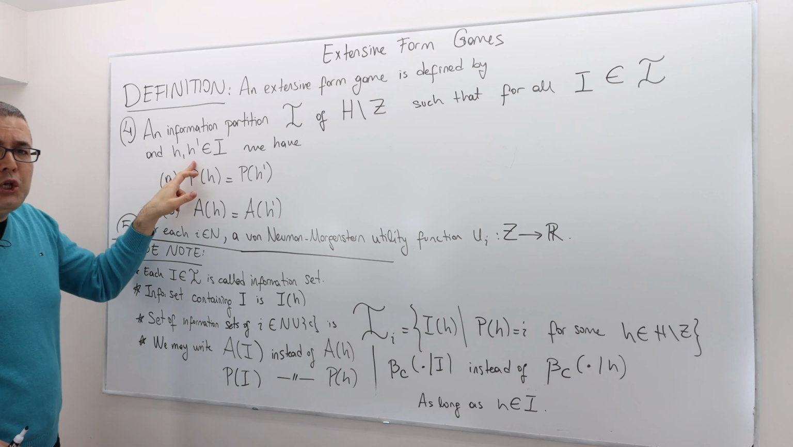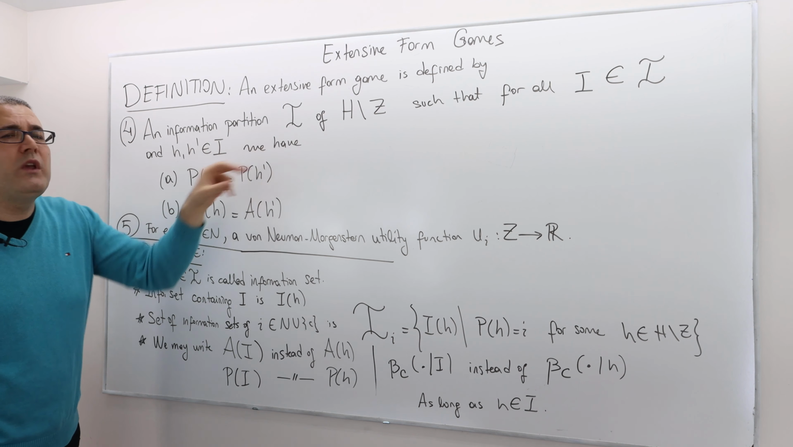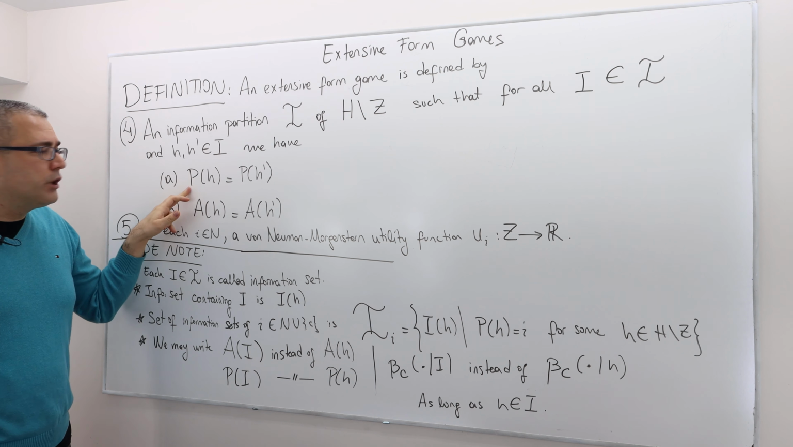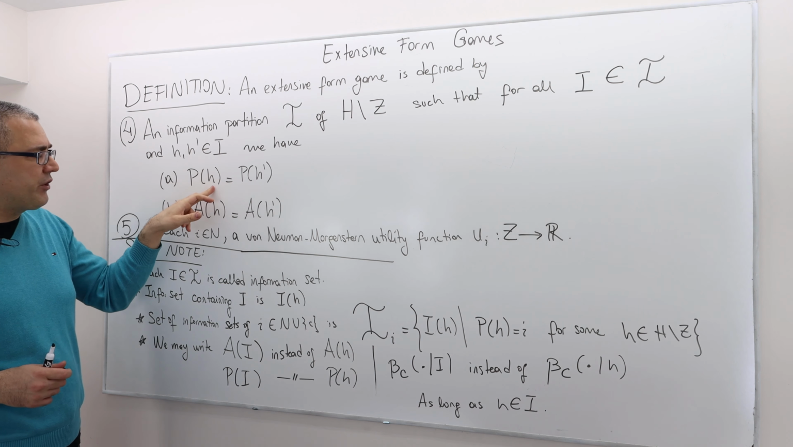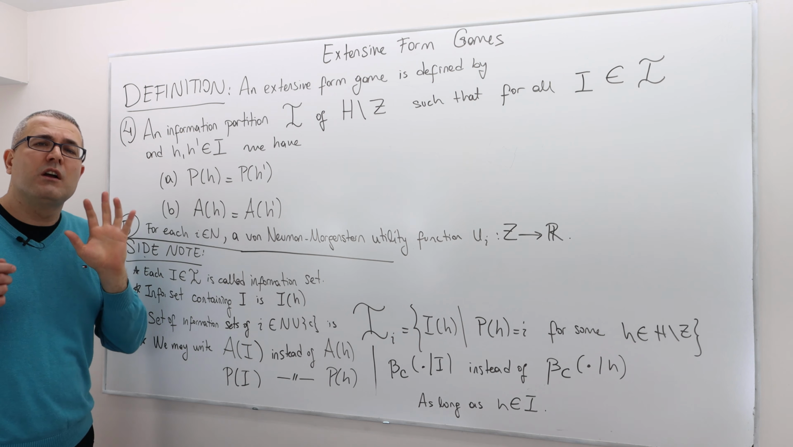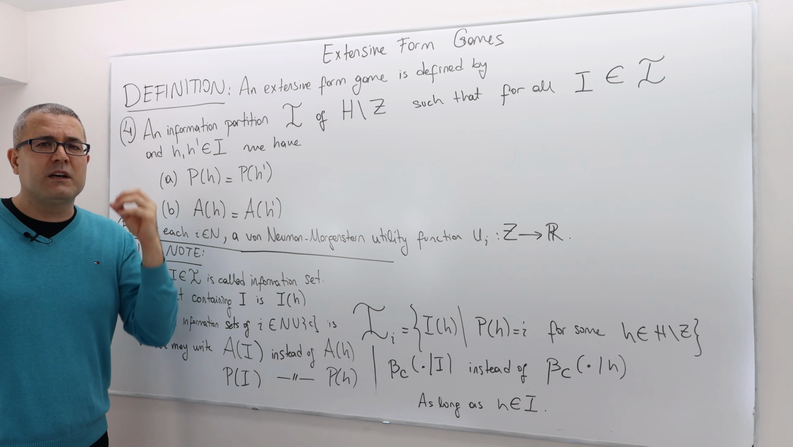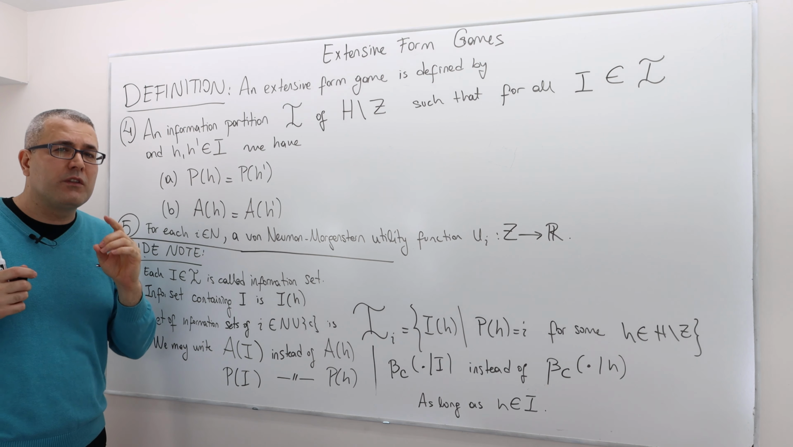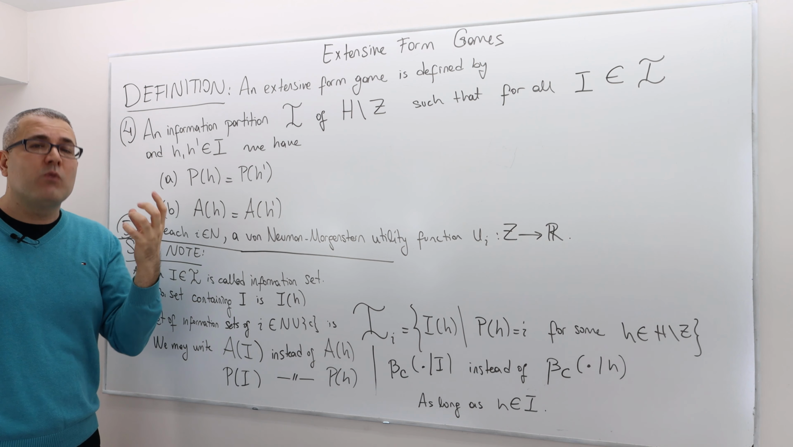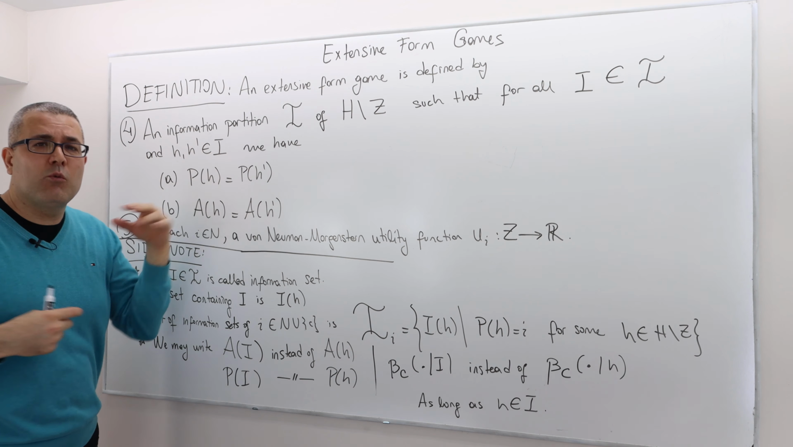And for any two histories in that information set, H and H prime, we must have the following, which is very important. One, the player who is going to move right after history H and right after history H prime must be the same person. Remember, an information set cannot belong to more than one person. It must belong to just one person. So if two histories end up in the same information set, that means at that information set, only one player is going to make a move. This is how we describe it.